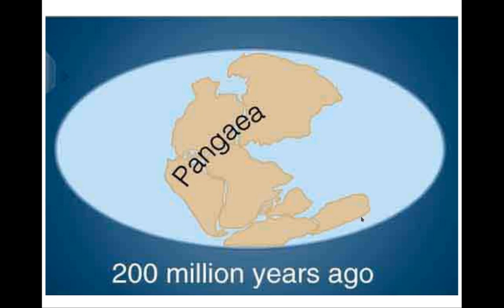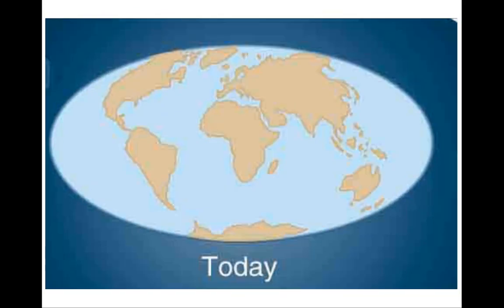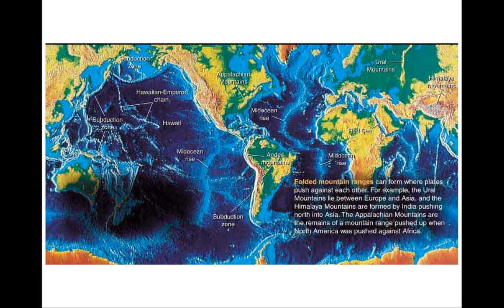The theory of continental drift comes from noticing that if you take the entire Earth, Africa and South America kind of fit together. In fact, the Earth's landmass was once one giant supercontinent called Pangaea, about 200 million years ago. And over time, it broke up into two smaller continents, Gondwanaland and Laurasia. And these drifted apart until they formed the continents as we see them today.